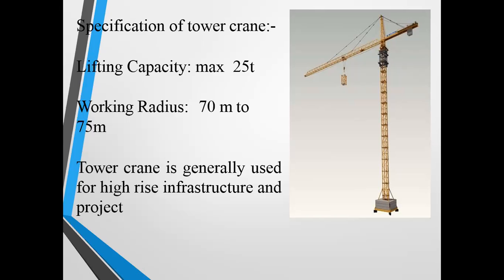In order to hook and unhook the loads, the operator usually works in conjunction with a signaler. They are most often in radio contact and always use hand signals, right? So the specification of this tower crane is: lifting capacity is maximum 25 ton, working radius is 70 meter to 75 meter, and the tower crane is generally used for high rise, as we discussed.